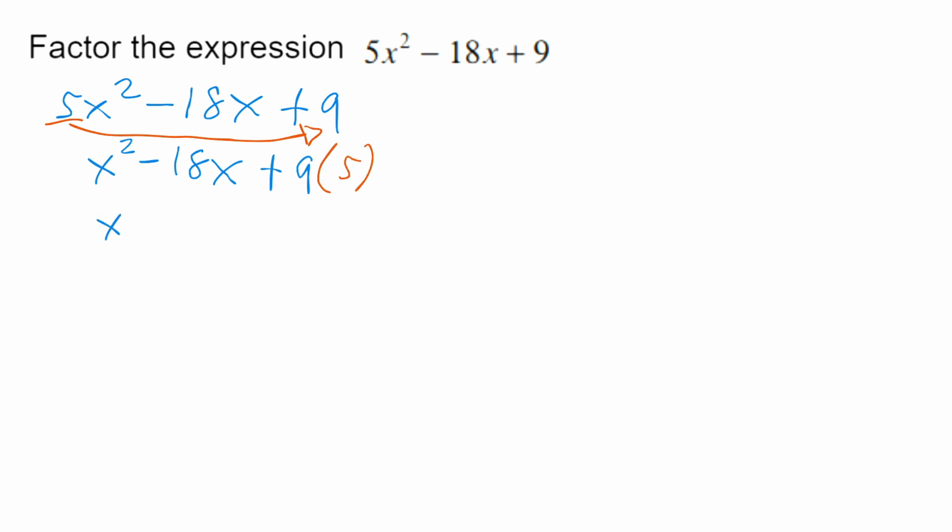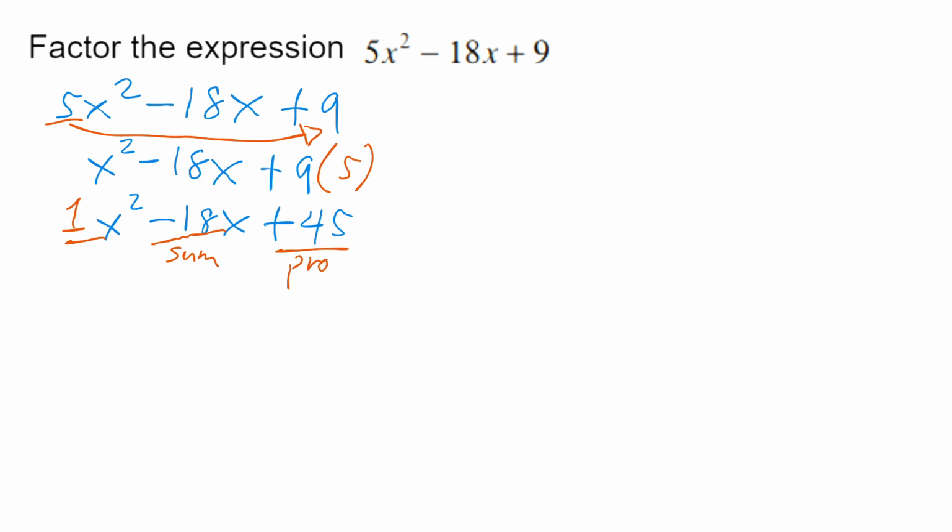X squared minus 18x. What's 9 times 5? That's gonna be 45. There you go. I hope this one is clear so far. Let's continue. As you can see here, the leading coefficient, or the number before our x squared, is already equal to 1. So we can now apply our analysis of the sum, and here is our product.